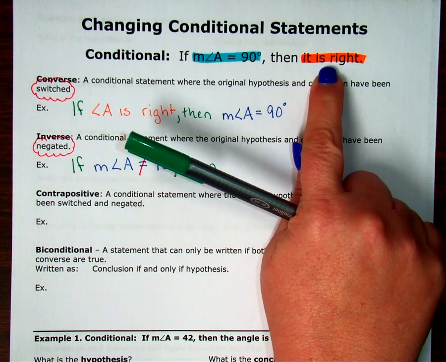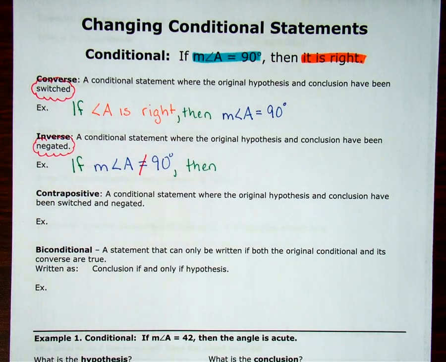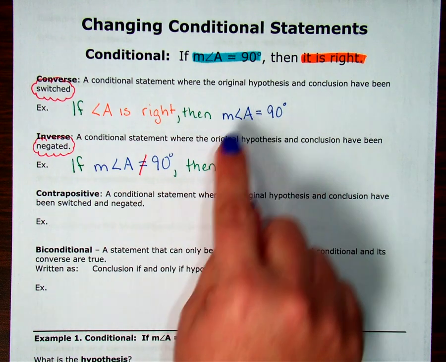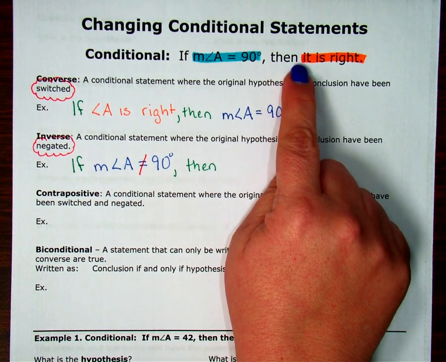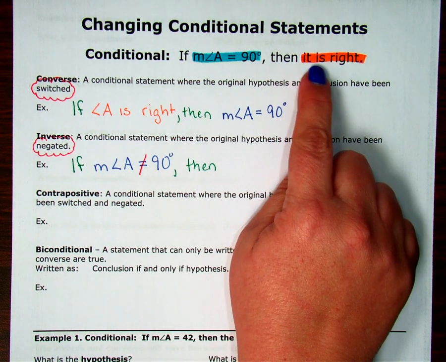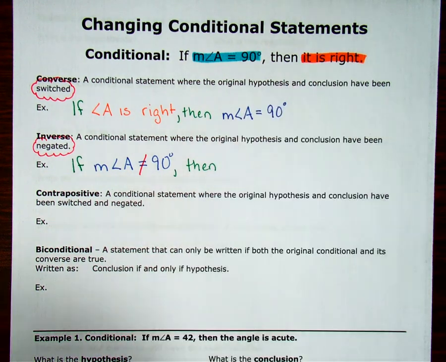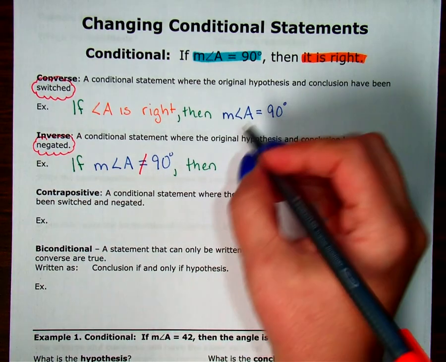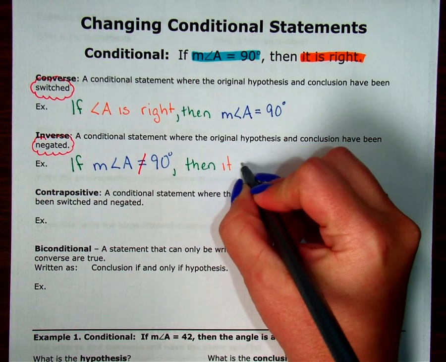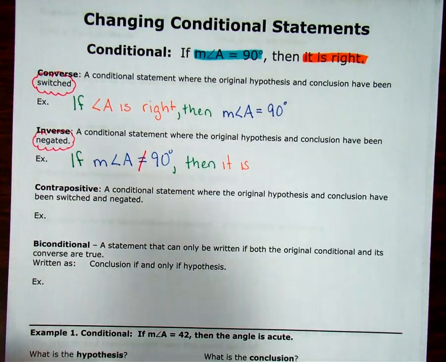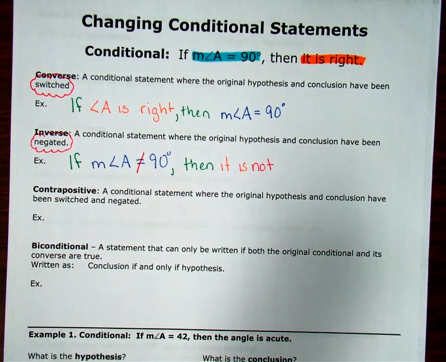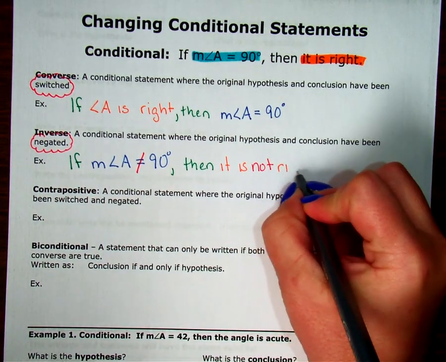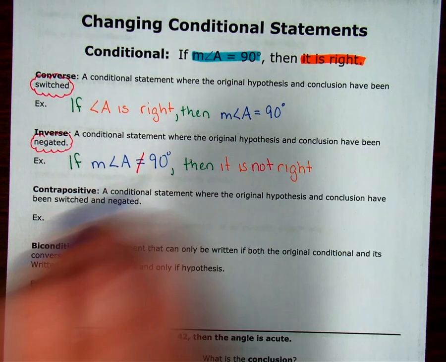So now I'm going to say it is right, but I need to put a not in there. And you want to put the not where it sounds the most natural, right? You wouldn't say then not it is right, or then it not is right. We would say then it is not right, okay? So you want to make sure that that word not goes where it makes sense. So then it is not right. Okay?